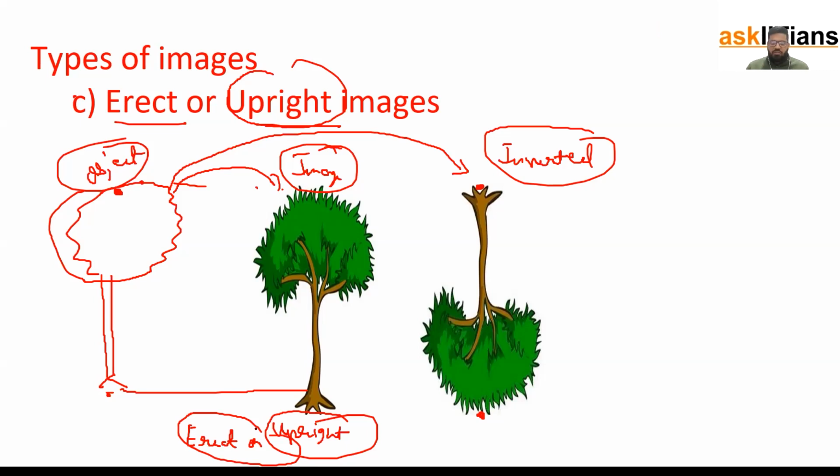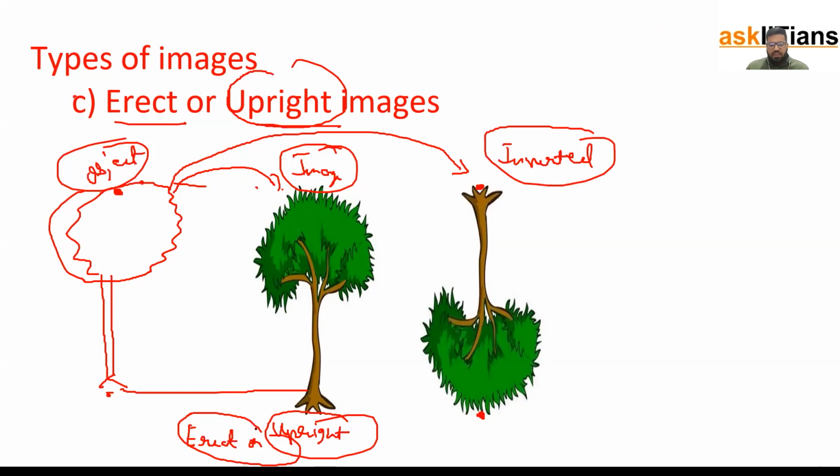So we have seen what are real and virtual images. We have seen what are magnified and diminished images. For a larger image than the object, you will use the word magnified. For a smaller image than the object, you will use the word diminished. If the orientation of the image is the same as the orientation of the object, then the image will be erect or upright. But if the orientation of the image is opposite or reversed to the orientation of the object, then that type of image is known as an inverted image. These are the basic properties of an image, or different words we use for different types of images.